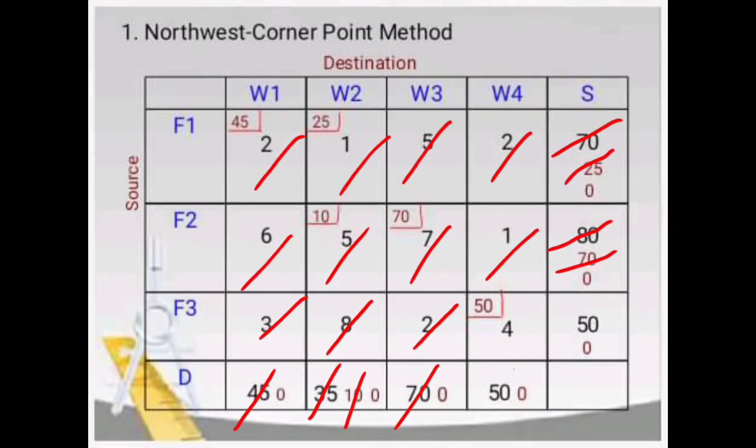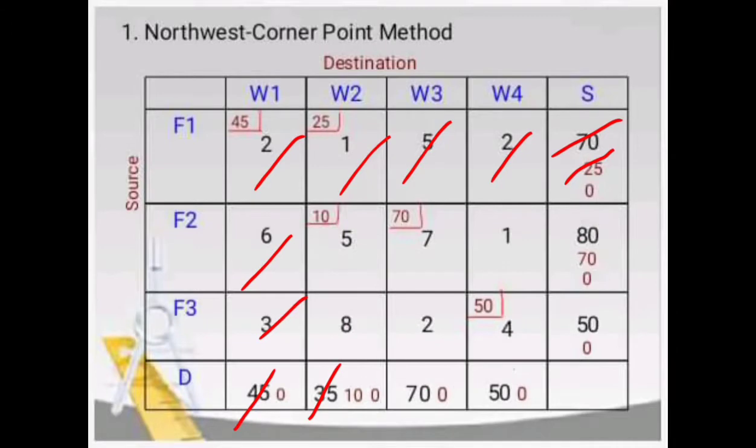And then from the supply, we have 50, and from the demand, we have 50. So we allocated 50 here. And then cancel out this 50 from the demand and 50 from the supply. So therefore, the following supply and demand have been satisfied.